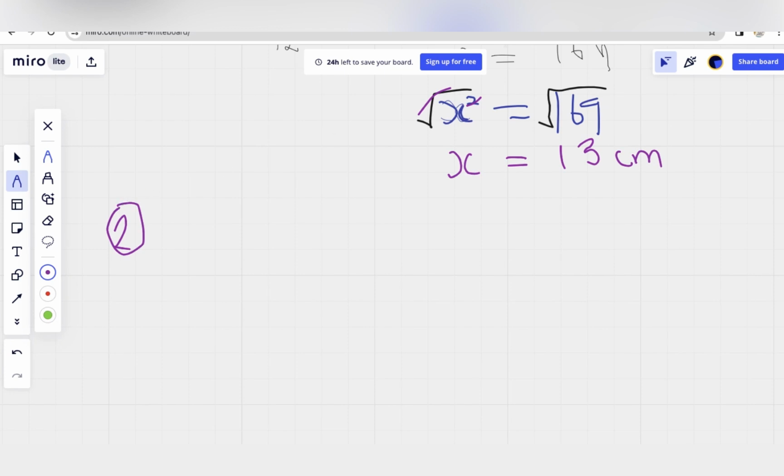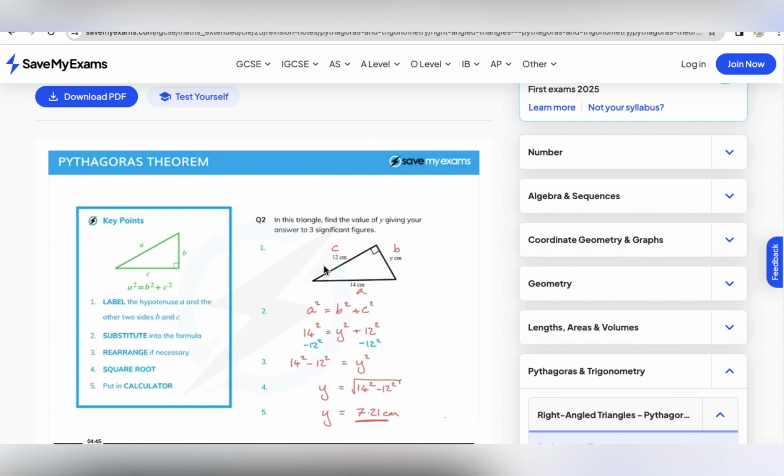we have this. Okay, the diagram can look like this. We have 14 on the longest side. How do you know the longest side? It is the side that is facing the angle 90. So we have 14 here, we have 12 here, and we have y here. So what if they want you to find the other side that is not the longest side?